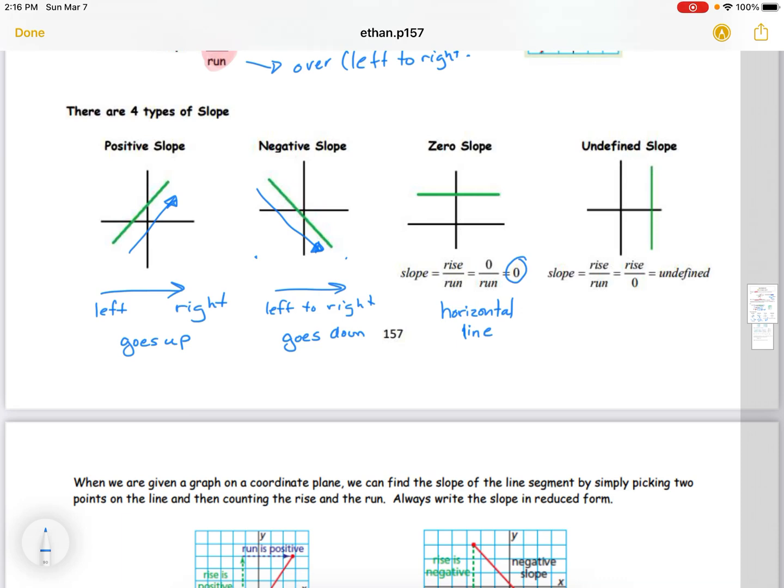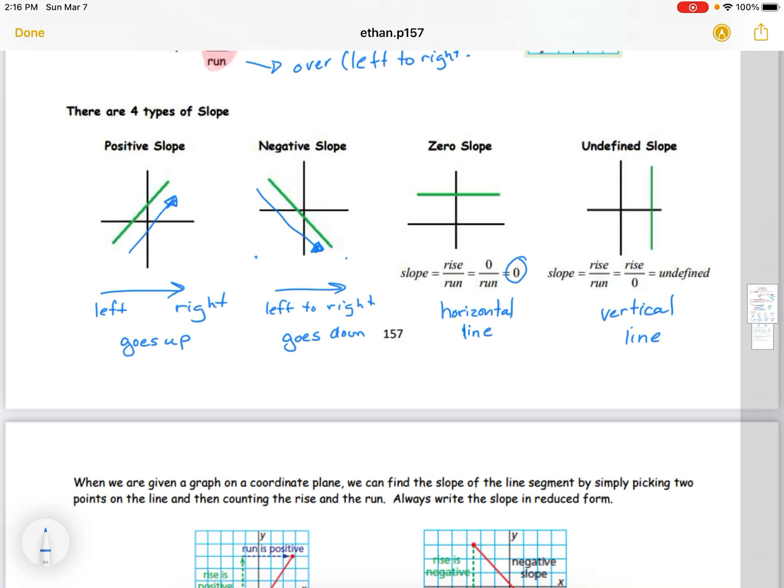The other one is the undefined slope, and this is a vertical line. Now, a vertical line has no change in the run. The run is 0. Now try that on your calculator. It doesn't matter if it's 300, doesn't matter if it's 10 for your rise, how many it's going up. But if you go 15 divided by 0, you're going to get an error or undefined. If you go 40 divided by 0, you're going to get an error or undefined. Because 0 can go into another number an infinite number of times. So that would be undefined.